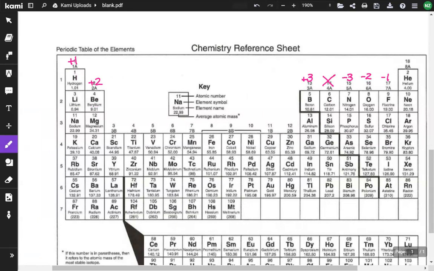Okay, so you need to know these charges. You need to know the valence electrons. But you get to use your reference sheet, and if you can remember valence electrons by the groups, it shouldn't be too terrible. So that is our review on ionization.